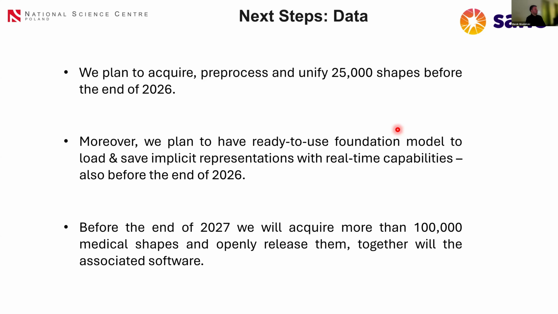Also, before the end of 27, our plan is to acquire and release at least 100,000 medical shapes, openly in a scientific journal, for example, Scientific Data or similar. The goal of at least 100,000 shapes is the plan, I would say, minimum. I think it's possible that we will acquire and release a data set with even more than 1 million shapes. So this will be quite a huge data set for all applications of shape analysis.